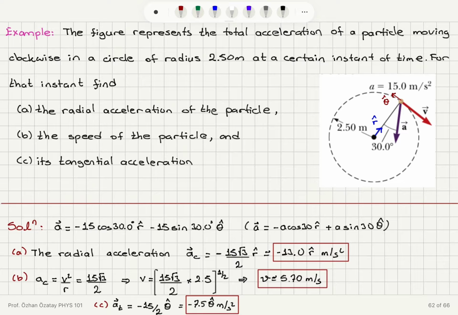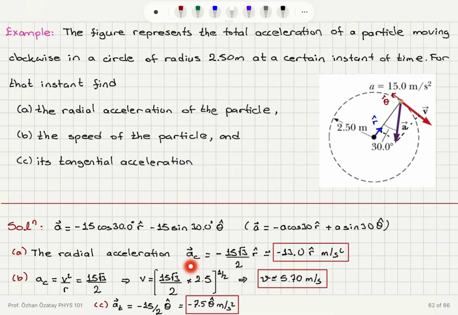and because we define the angle theta to be positive in the counterclockwise direction, it's also pointing in the minus theta hat direction for the tangential part, so it's minus 15 sine 30 theta hat. So we find its components. There is the component here, and there is the component here. So we can now read the radial acceleration.